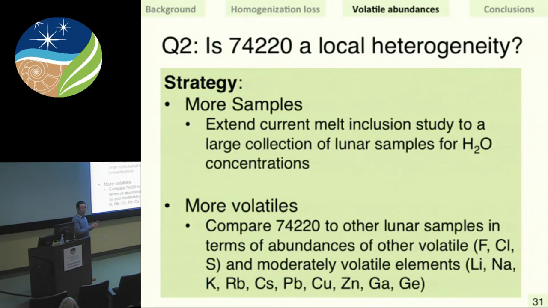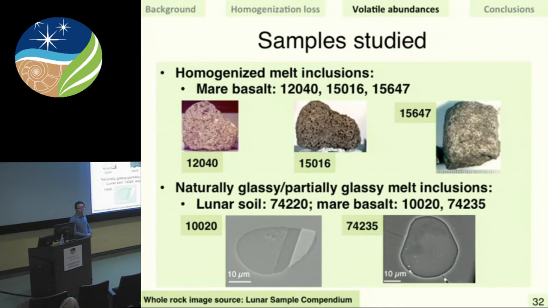The way we try to resolve this issue is in two ways. One is that we look at more lunar samples for their water over cerium ratios to see how 74220 compares to a larger range of lunar samples. And also, we look at a longer list of volatile and moderately volatile elements in 74220 and other lunar samples to see if 74220 is different. If 74220 is from a region that's enriched in volatiles, we should likely see a difference also in other volatiles in addition to water.